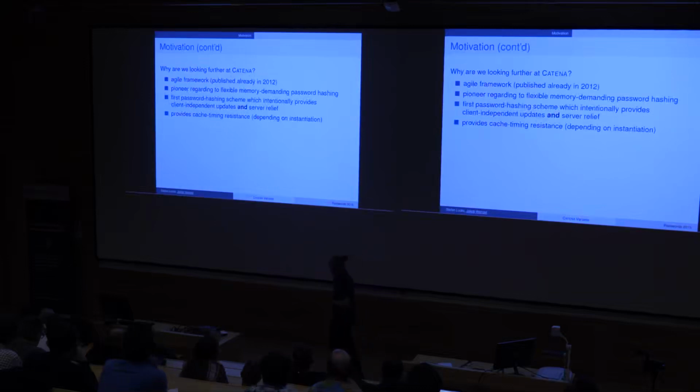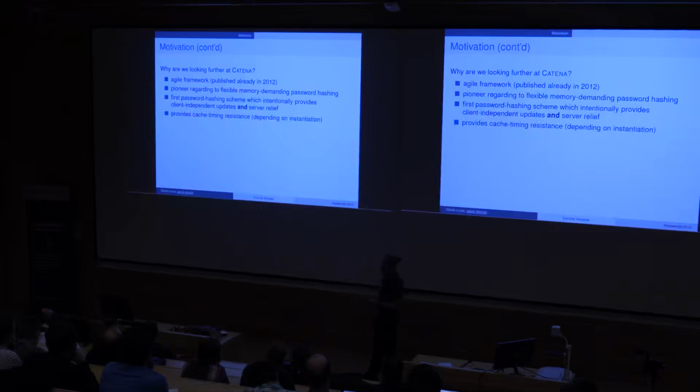And then, yeah, the question why we're looking at Catena. First of all, it's our scheme, and it was published one year before the Password Hashing Competition, and it brought up some quite new ideas. It was the first really flexible memory-demanding password scheme. There was bcrypt before, there was yescrypt before, but they were not quite flexible. And we have a lot of flexibility.